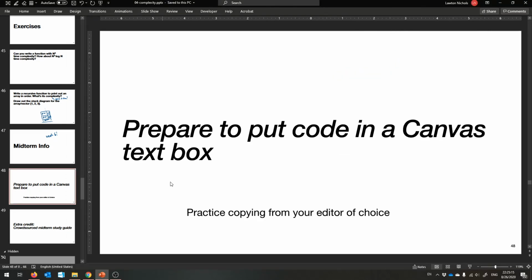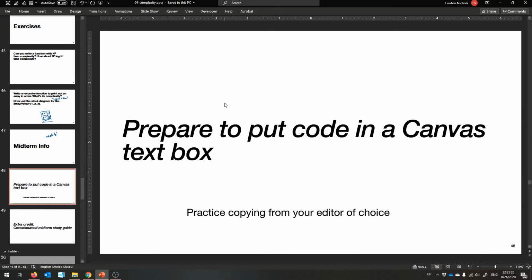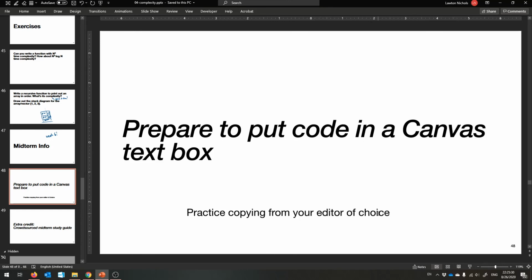Now, one thing that you're going to be doing in those fill-in-the-blank questions is sometimes writing a good deal of code. So I want you to prepare yourself to put code in a Canvas submission text box. Practice copying from whatever editor you're using. Figure out how to copy into your clipboard in Vim, or use Visual Studio Code, whatever you need to do. But remember that there's a time limit this time, so you've got to be ready to copy and paste. You can even write within Canvas, but that might not be very easy because it doesn't do syntax highlighting or things like that. So that's the midterm.